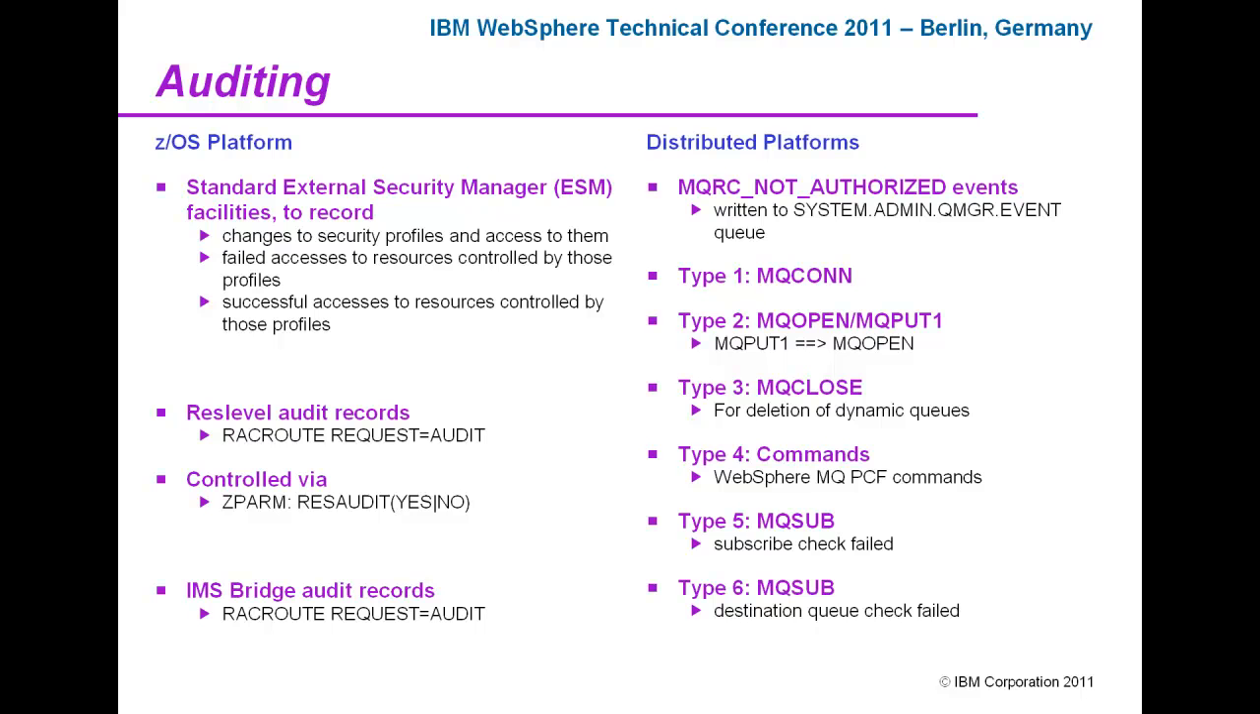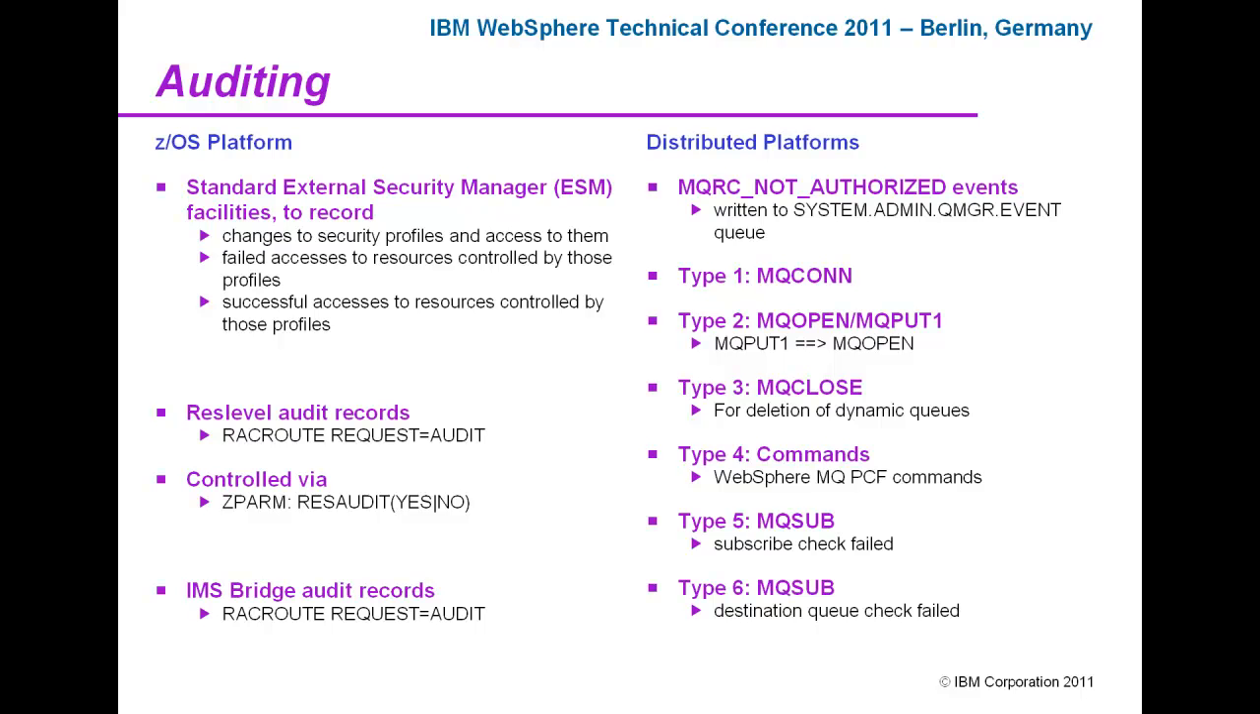And you also get an audit trail for changes to the security profiles and any changes to the accesses on those security profiles. On the distributed platforms, we have no such luxury, so MQ writes its own authority events. And there are 6 types.